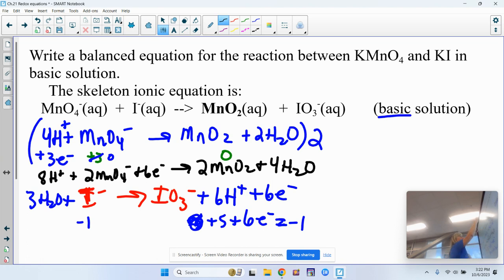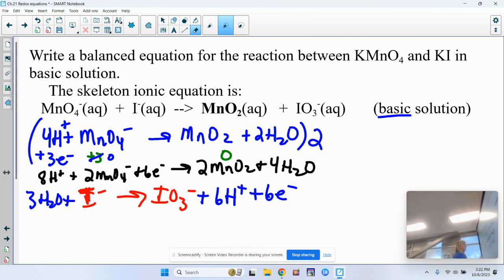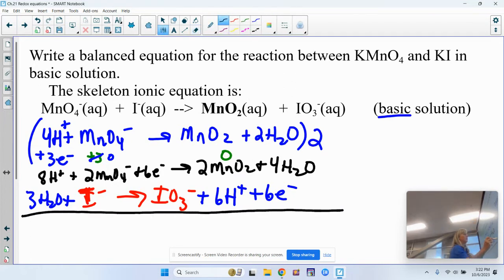All right, and now I'm going to erase this just so that I can add these together. Now I'm going to add these together, and my 6 electrons are going to cancel. One was on the reactant side, the other was on the product side. I have 4 waters in this reaction and 3 waters in this, so I can cancel out 3 and make that a 1. And I have 6 H pluses in this one and 8 H pluses, so I can cancel out those 6 and take away 6 here and make that 2 H pluses.